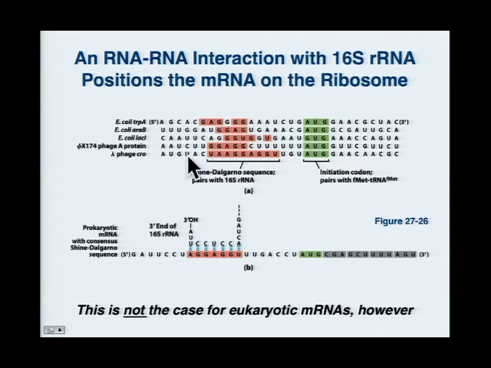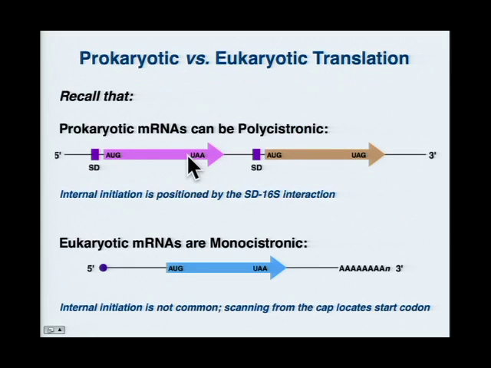In prokaryotic. In eukaryotic, it's completely different because remember, prokaryotic transcripts are polycistronic. So you necessarily need a mechanism of internal initiation of translation. In a polycistronic message, you have untranslated region, functional gene, untranslated region, functional gene. So you need to initiate polypeptide synthesis at the 5' end of each of these genes. The positioning of this Shine-Dalgarno sequence allows the ribosome to just drop right into that position.